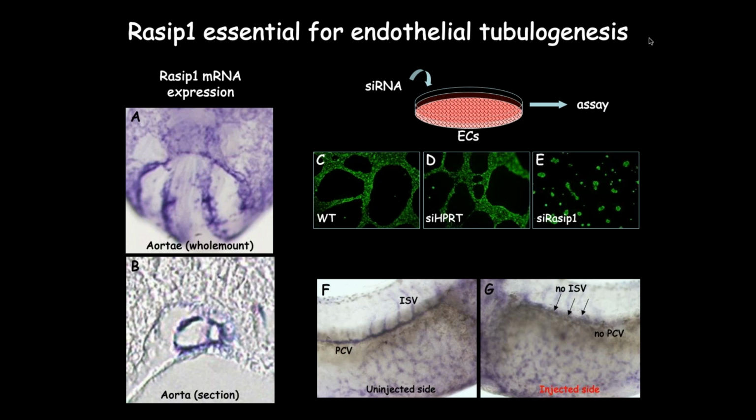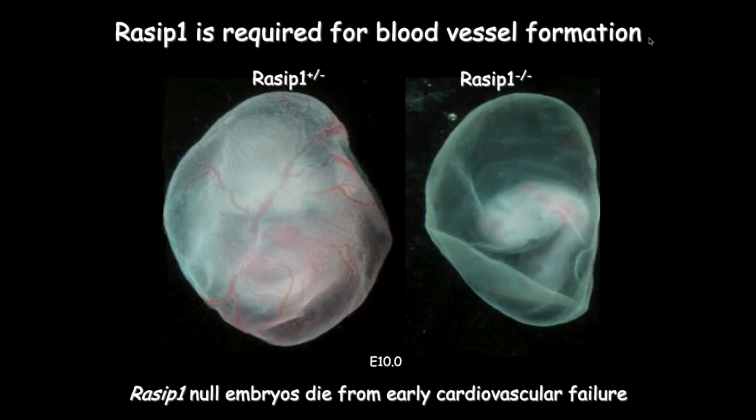But at the time, we didn't really understand what was going on with those cells, but clearly they needed it in some sense. In F and G, what we're showing you is that now, rather than in vitro, we ask the question, is it important in vivo? In F is the uninjected side, where we're looking at a close-up on blood vessels in an early frog embryo. And what you're looking at, PCV is the posterior cardinal vein, ISV are the intersomitic vessels. And in G, what you're seeing is the injected side of the embryo. And in various ways, the blood vessels have been messed up. The plexus was disrupted, the ISVs were gone. You can see a little tube forming right there, and that's actually the pronephros, but the endothelial cells are no longer lined up. So this meant that somehow RAS IP1 was really critical for blood vessel formation.